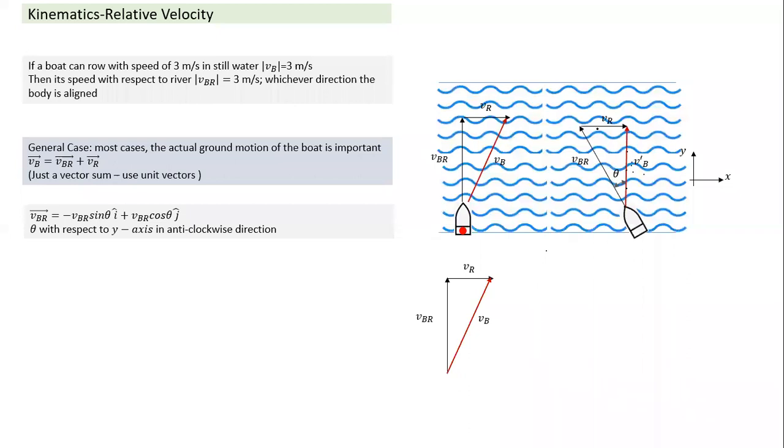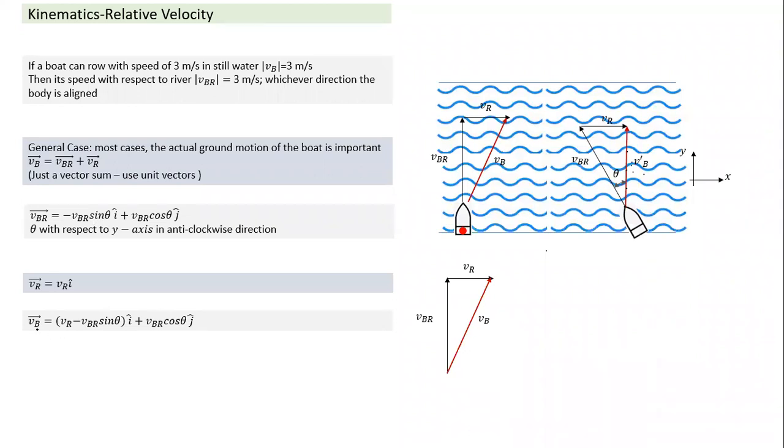If this is there, the x component is equal to VBR sine theta. The x component is minus VBR sine theta i cap, plus the y component VBR cos theta j cap. That becomes VBR. And what is the river velocity? VR i cap. What is VB? VB is equal to, we add these two, VR minus VBR sine theta i cap plus VBR cos theta j cap. So this is the velocity.